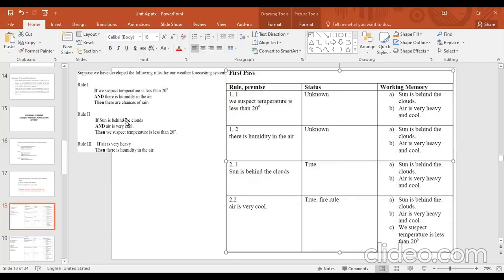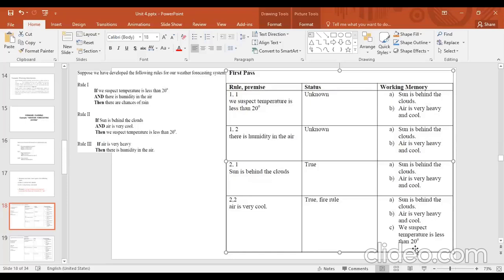Okay. Now the second point of this rule, already one more statement in rule 2, that is air is very cool. So here I write, I have to check whether air is very cool is available in this working directory. Yes. Now rule 2 is fire, because we have to check both the conditions: sun is behind the cloud and air is very cool. Then we can add our rule in our working directory. Then we suspect temperature is less than 20 degree.